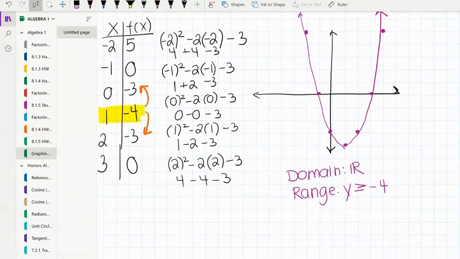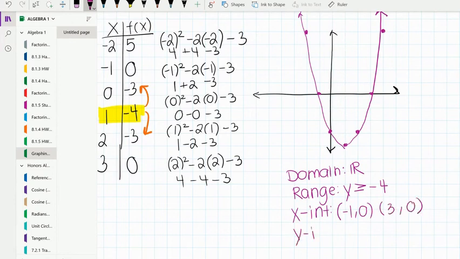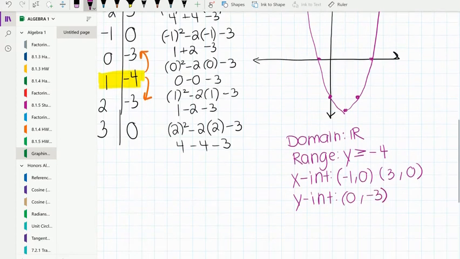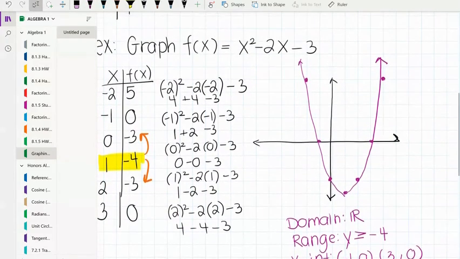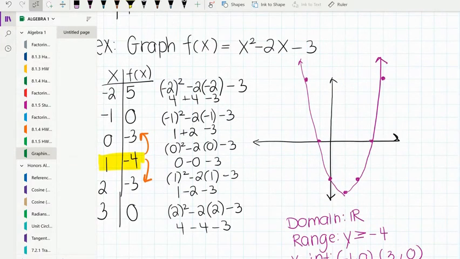Okay, and then our x-intercepts are where it crosses the x-axis. So there's 2 of them. One of them is at (-1, 0), and the other one is at (3, 0). All right, and then the y-intercept is at (0, -3).